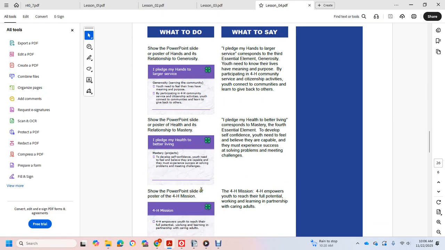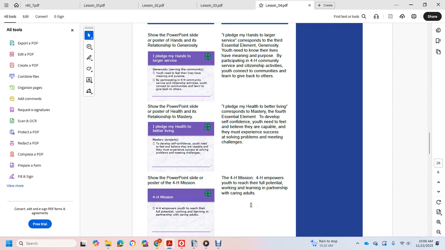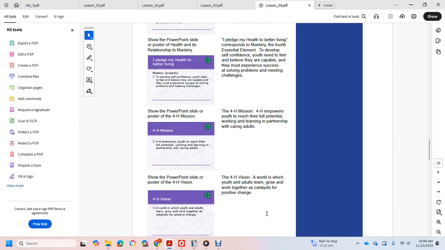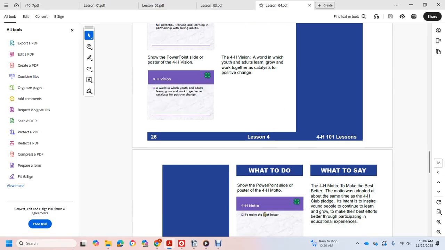Show the PowerPoint slide poster of the 4-H mission. The 4-H mission: 4-H empowers youth to reach their full potential, working and learning in partnership with caring adults. Show the PowerPoint slide poster of the 4-H vision. The 4-H vision: a world in which youth and adult learners grow and work together as a catalyst for positive change.